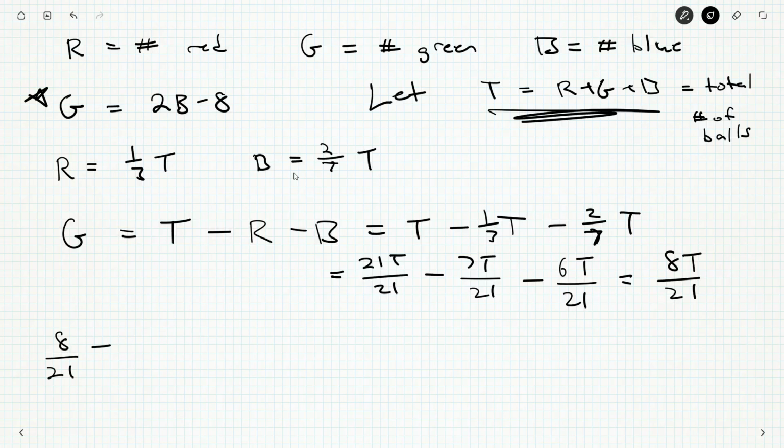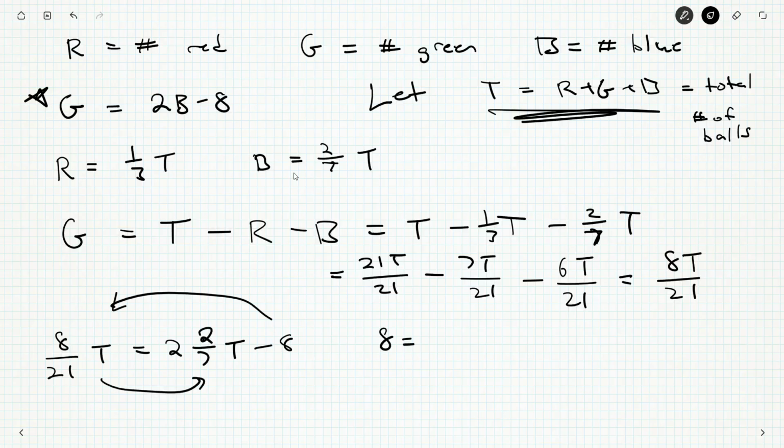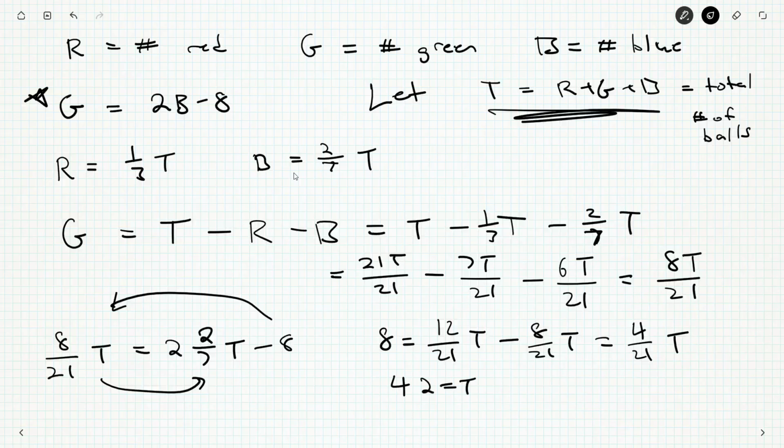Okay, now let's add both of these facts to this equation right here. So 8/21 T is twice 2/7, started writing 2/3, 2/7, minus 8. So what can we do? Well, let's get a common denominator. And we'll move the 8 over here and move this guy over here. So 8 is 12/21 T minus 8/21 T. So 8 is 4/21 T. Well, divide both sides by 4, multiply by 21. We're going to get T is 42.